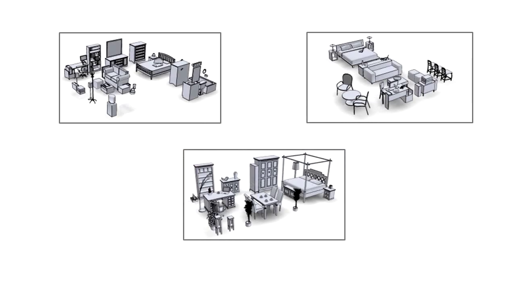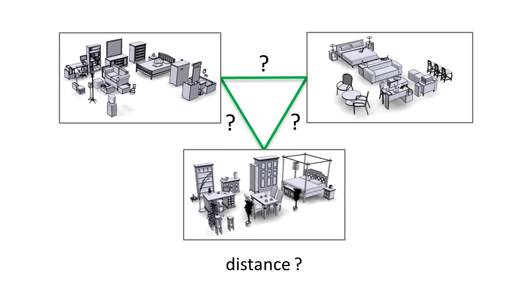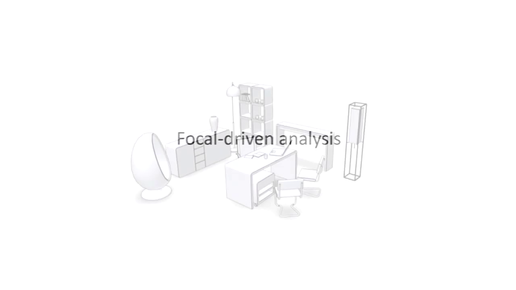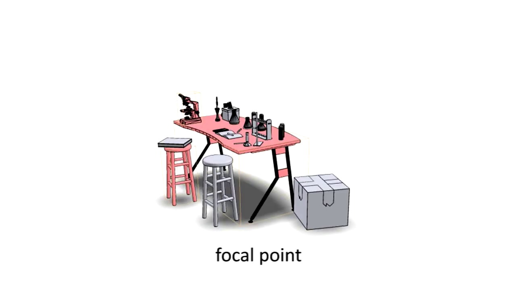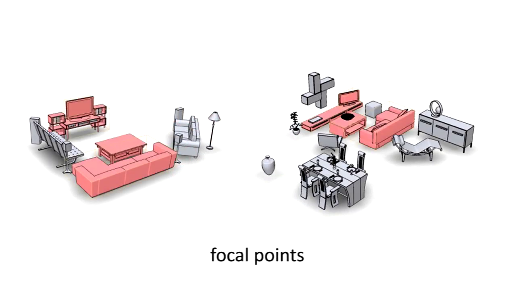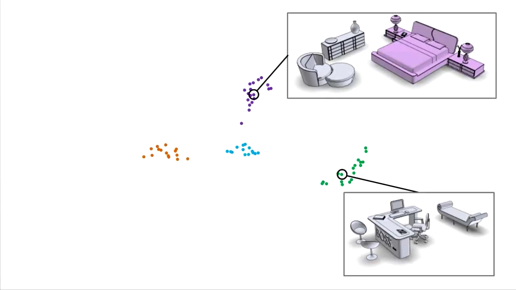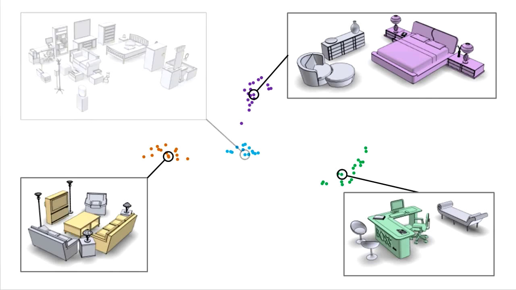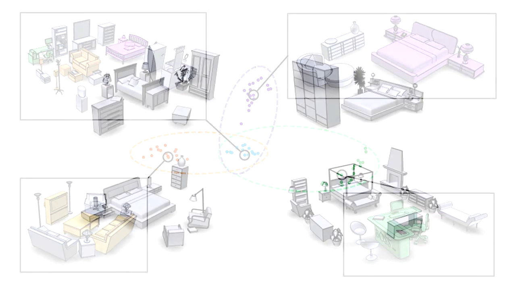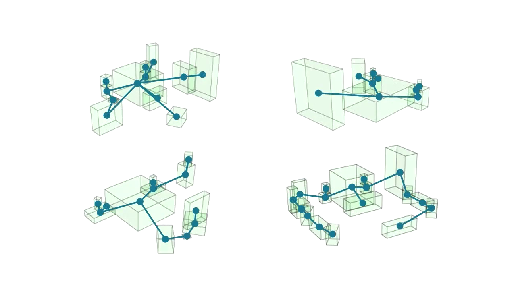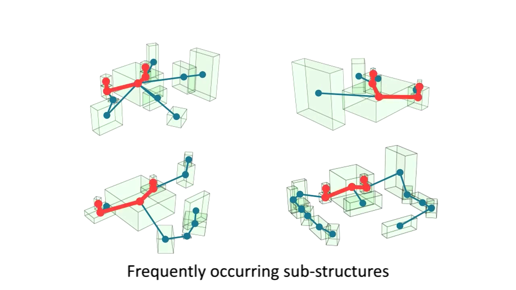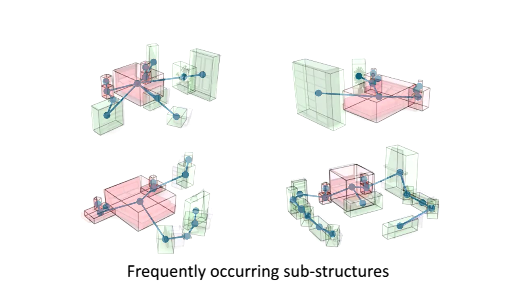Analyzing such complex data always as a whole and insisting on a unique distance between them can hardly express the rich characteristics in the data. In this paper, we introduce the use of focal points for characterizing, comparing, and organizing 3D indoor scenes. We represent a scene by a structural graph of its components and define focal points as frequently occurring and representative substructures in a scene collection.